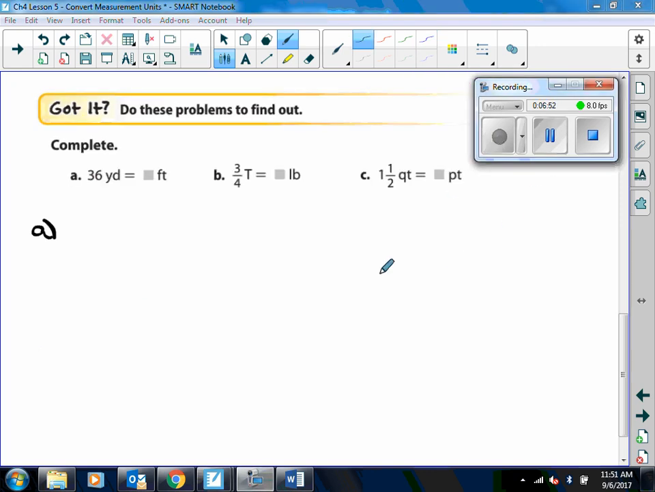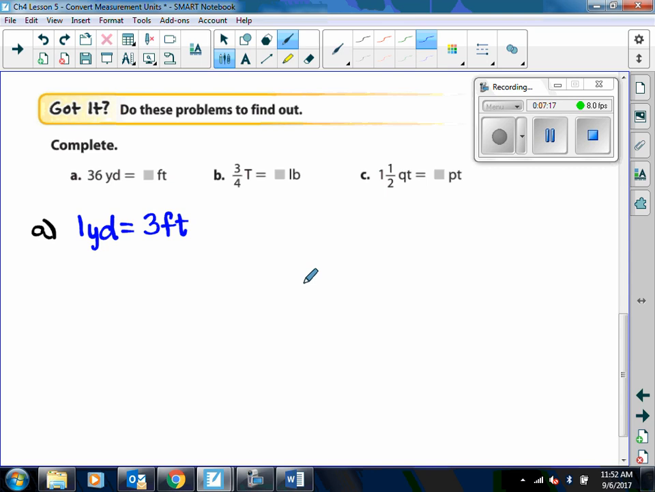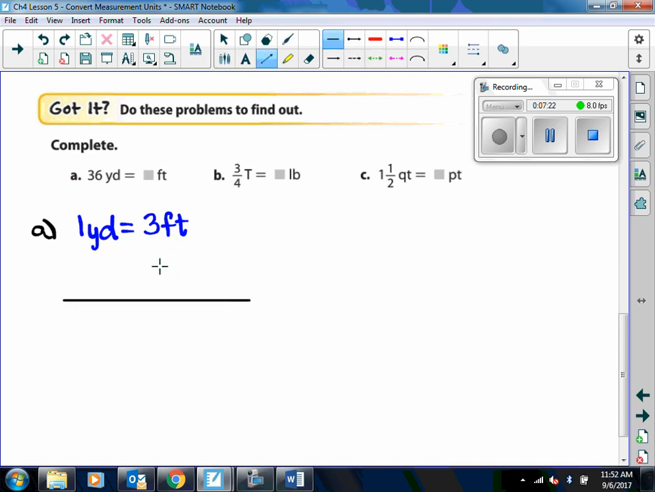So let's try these together. So here we're going to convert 36 yards to feet. Okay, so the first thing we want to do is think about what our conversion factor is going to be. So yards and feet, we know that 1 yard is equal to 3 feet. So now we're going to put this information on our dimensional analysis table or our chart.